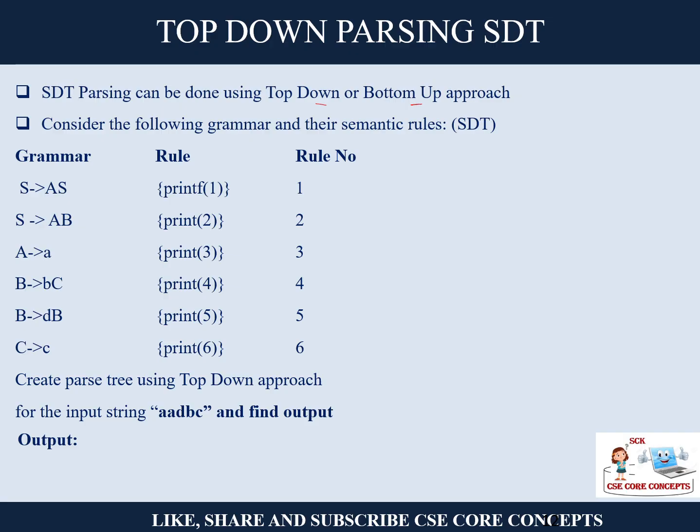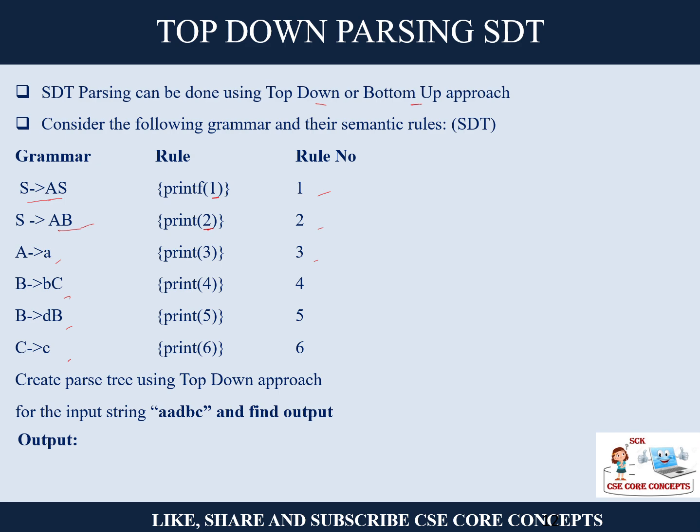So let us consider this grammar with the rules. S takes the form AS, S takes the form AB, A is a, B is bC, B is dB, C is c. Now, with every rule, there is some command given. That is, when this rule is executed, 1 will be printed. When the second rule is executed, 2 will be printed and so on. And every rule has been given a number 1, 2, 3, 4, 5, 6.